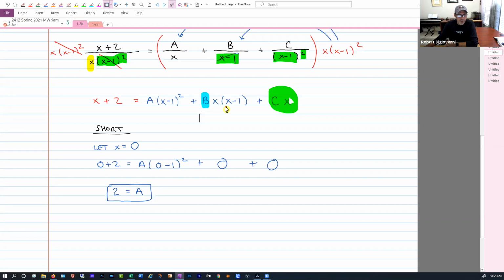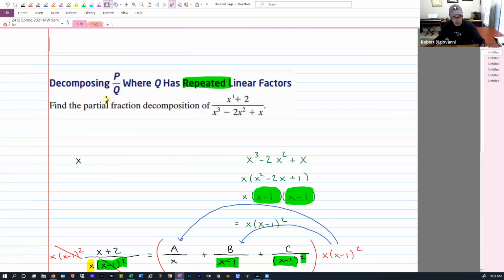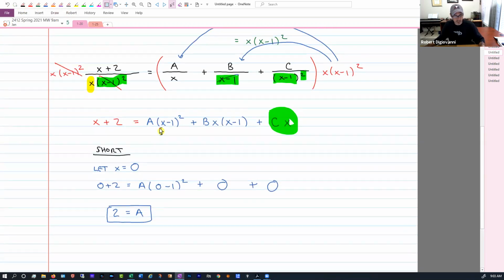Yes. Okay. And if we try and kill off the A, we have to let x be 1, but then this factor becomes 0 also, so it kills off the B, so it doesn't work. So what we're going to do is we're just going to wait on B. We're going to see if we can try and find C. All right, so let's see if we can find C.